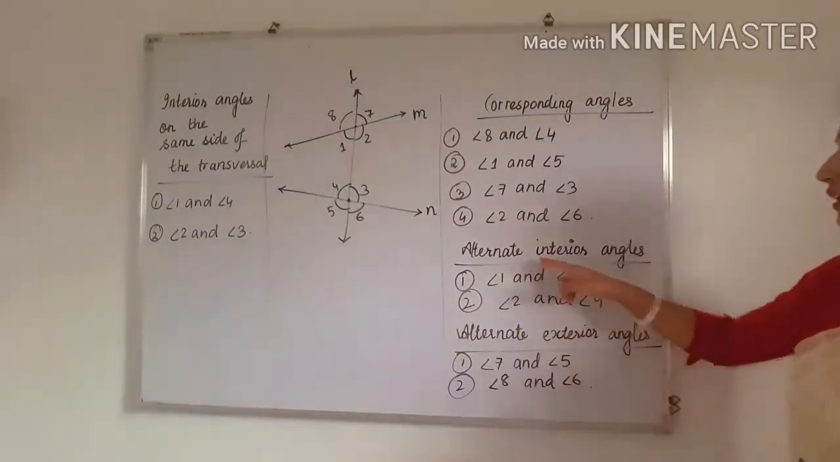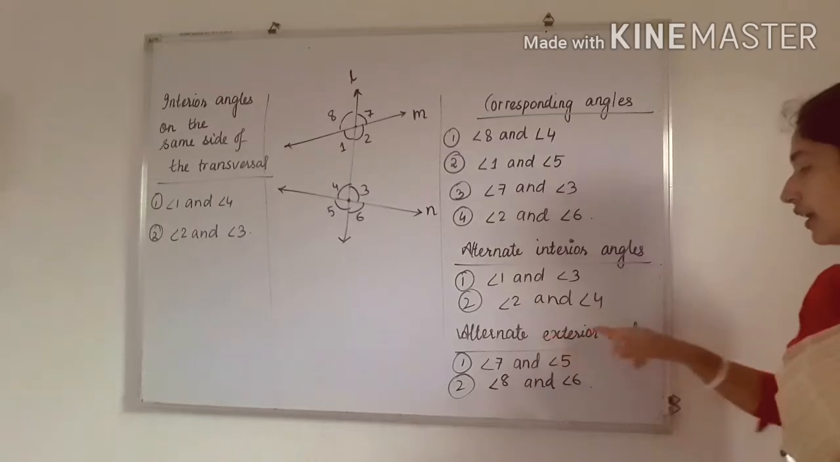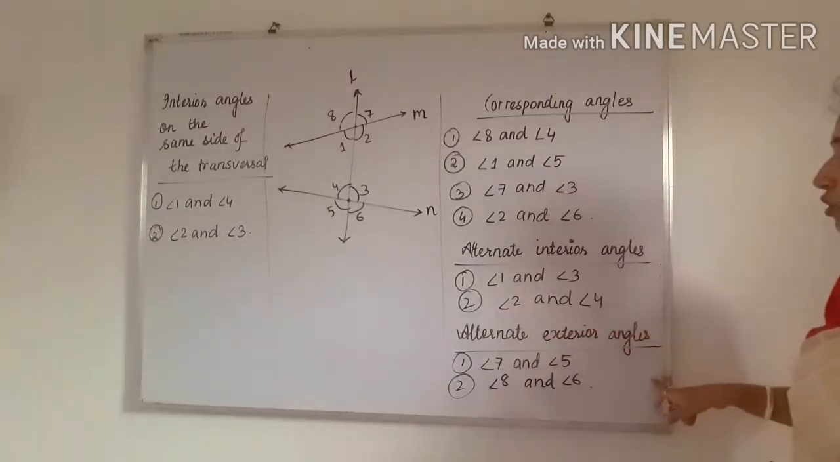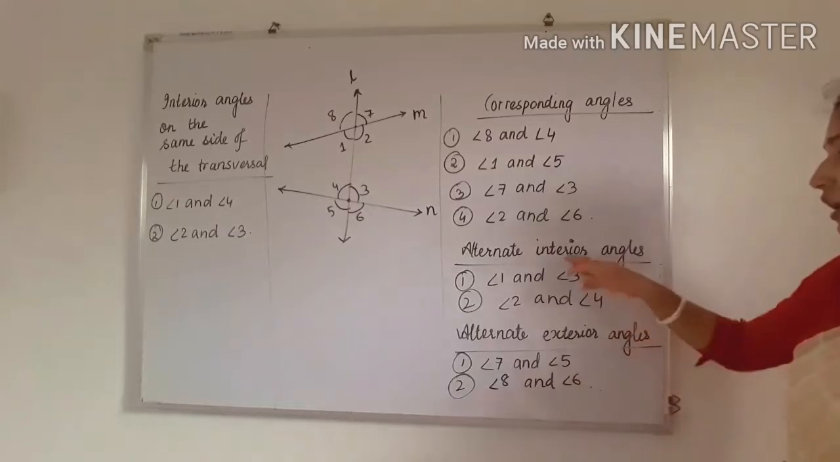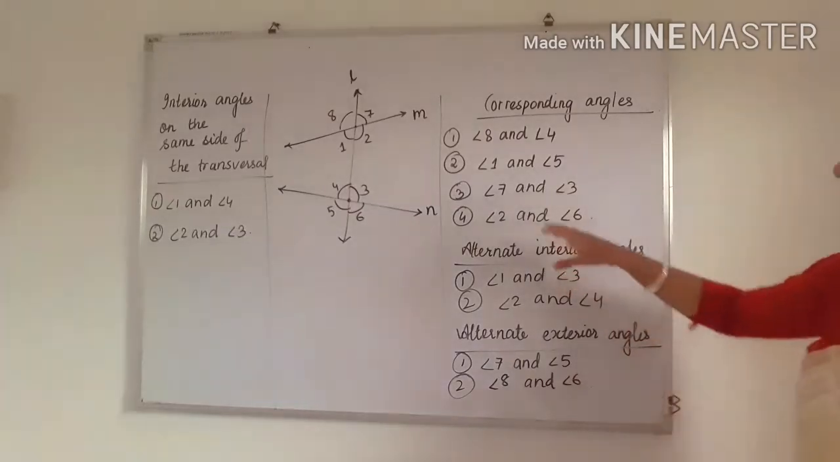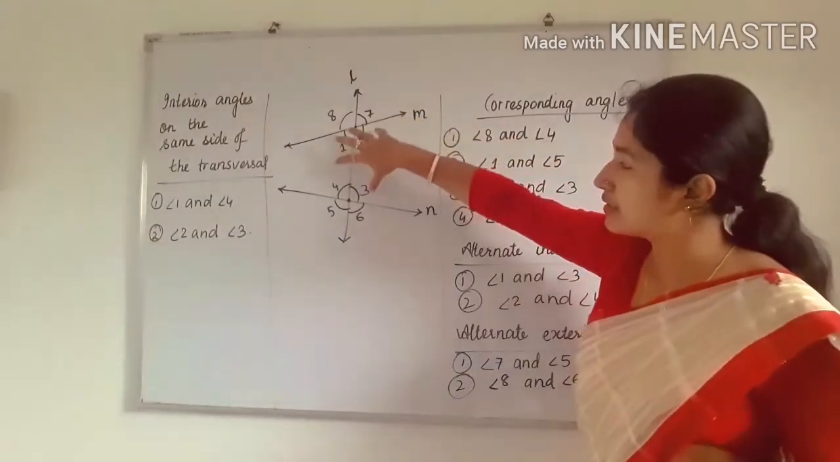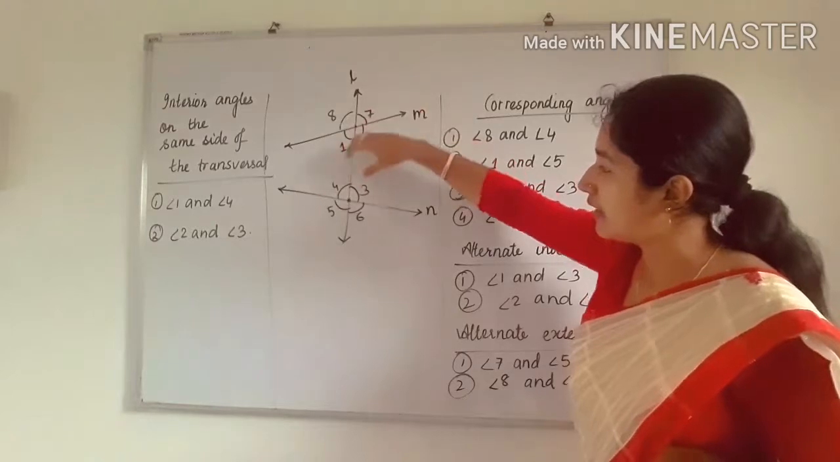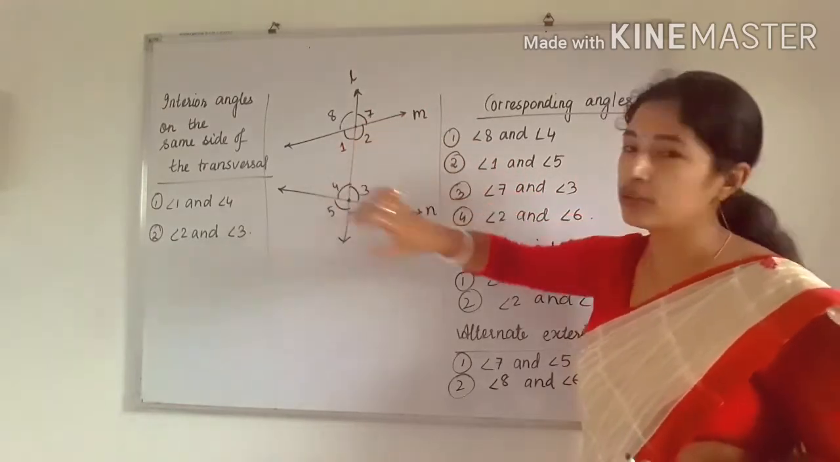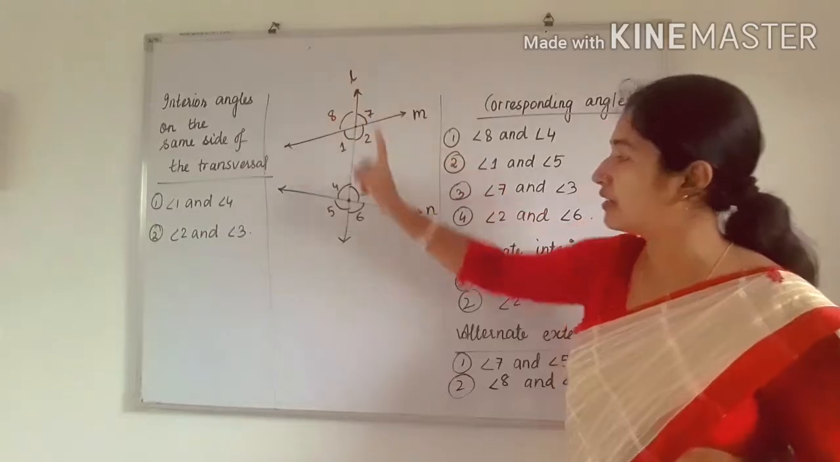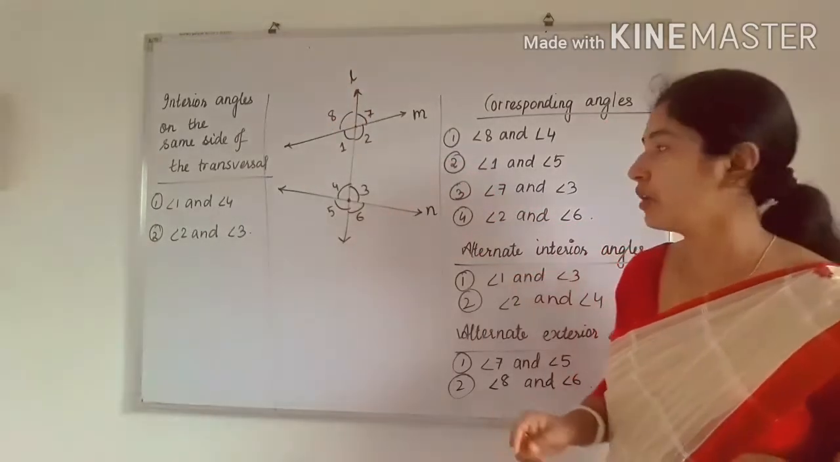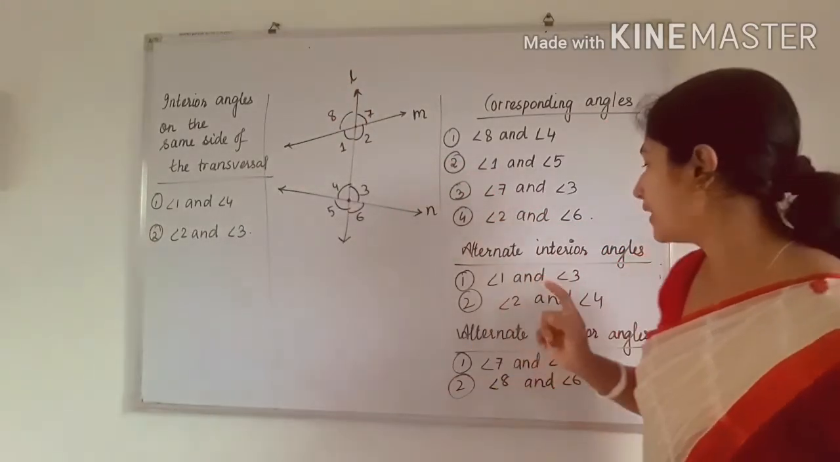Next is alternate interior angles and alternate exterior angles. So interior means inside, and exterior means outside, you know that. So here the interior angles will be this part, which is inside the two lines. So 1, 2, 3, 4, these are all called interior, and the outside angles will be angles 7, 8, 5 and 6.